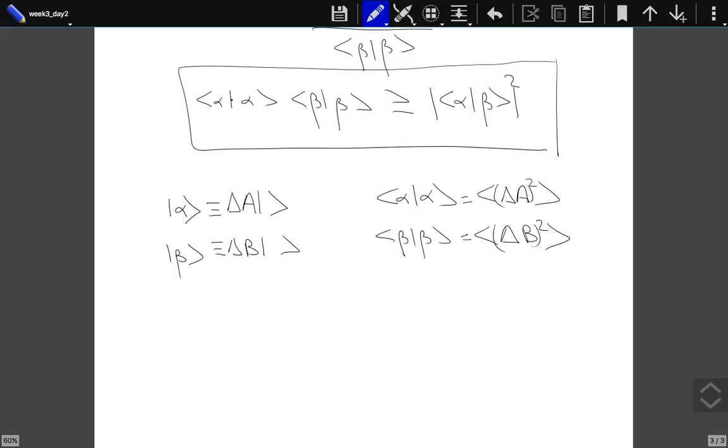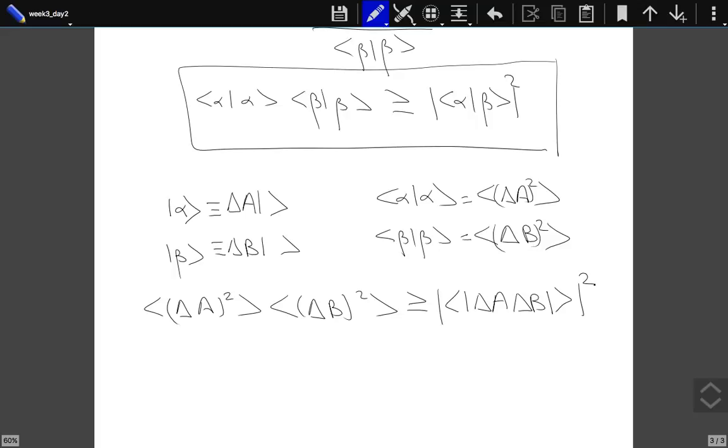So the left-hand side of the equality on this first line just becomes the average of (ΔA) squared times the average of (ΔB) squared. This should be larger than or equal to the average of ΔA times ΔB, squared. Okay, this is kind of our first step in our derivation.